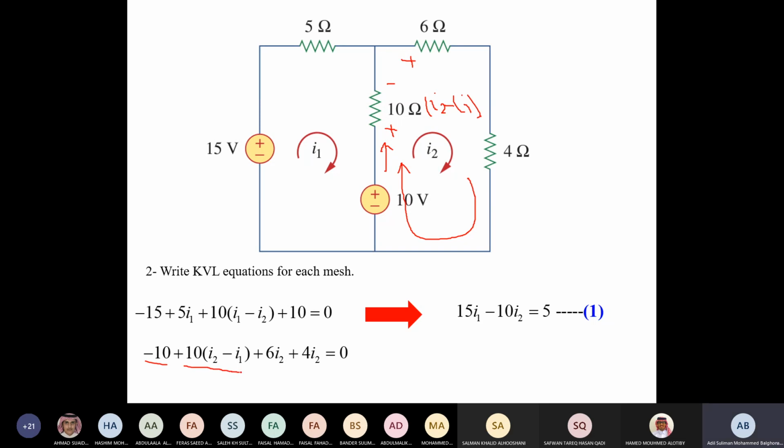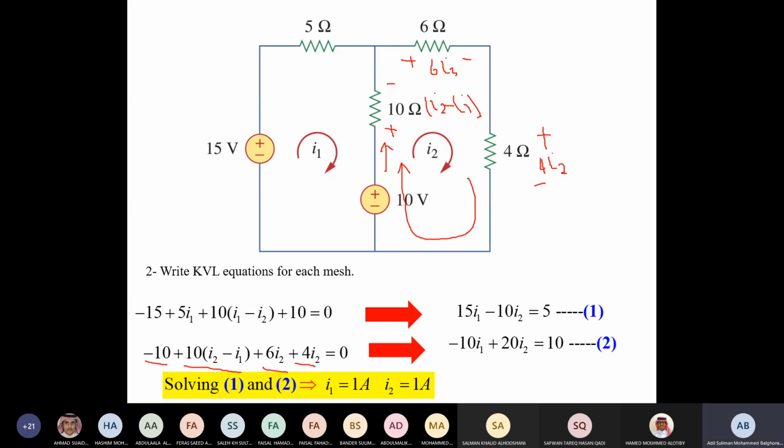Okay, for the 6 it's the same thing, it will be 6 I2, and the 4 over here is also a voltage drop, which is equal to 4 I2. Okay, I simplify and I get this, so I get two equations in two unknowns. I'll be able to solve and see what I need.